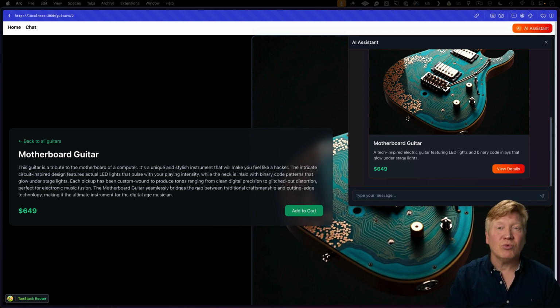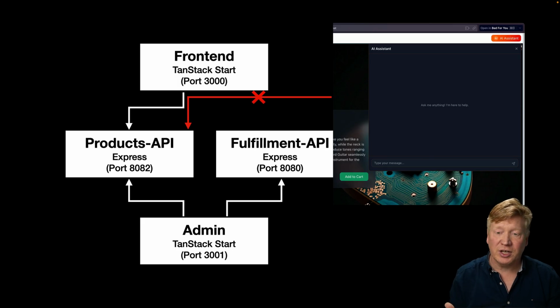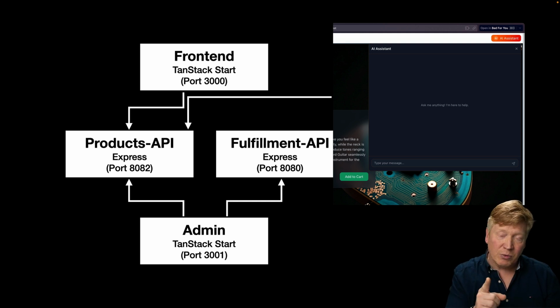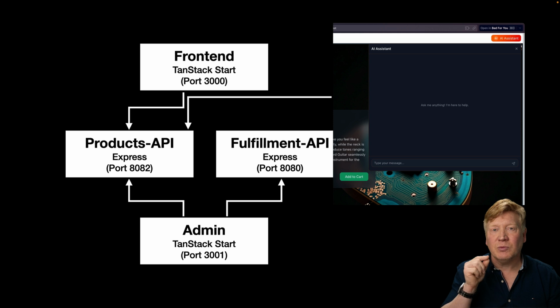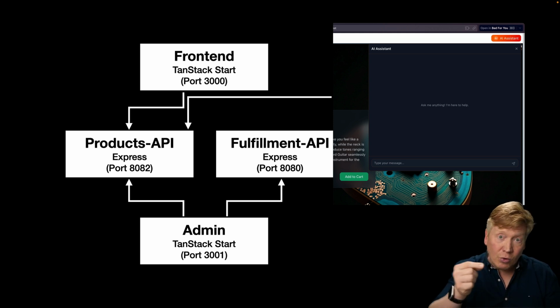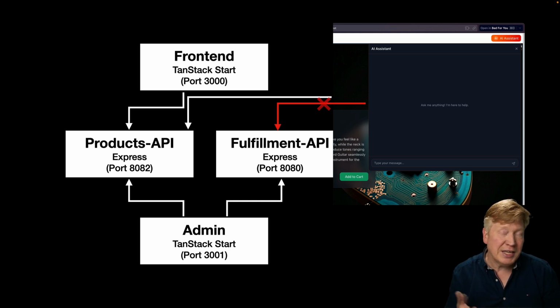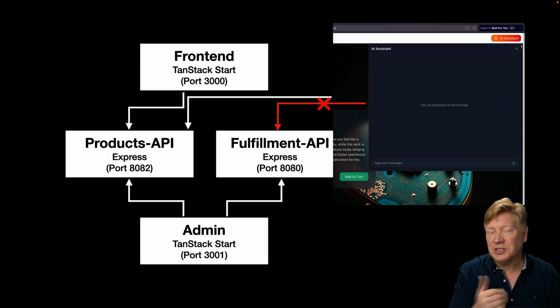But what you also want from an AI assistant is to be truly helpful. In this case, it would be really great if it could allow us to make an order. So now I've got this techie guitar, let's go buy it. So back to our systems architecture diagram. We fixed the issue with connecting the AI assistant to the products API, but now we want it to connect to the fulfillment API so that we can actually have that AI assistant make orders on behalf of the customer. But it can't do that currently because it's got no connection.